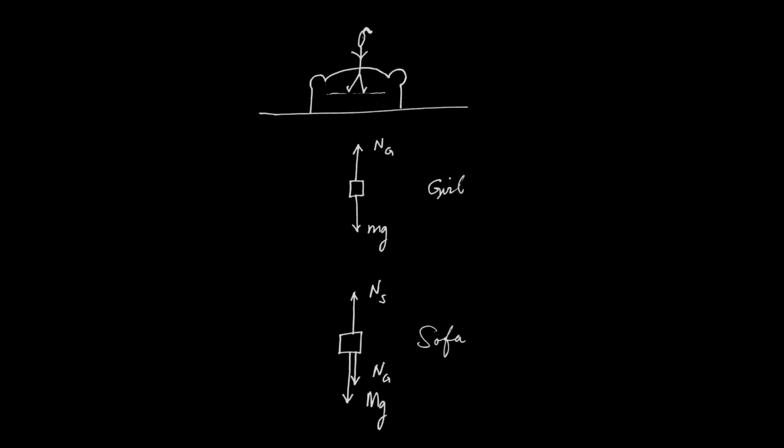Now I have sort of a classic situation here where this girl is standing on a sofa, and I want to understand about the action-reaction forces between the girl and the sofa. Newton's third law of action-reaction says that when two objects interact, the one with the other, in this case the girl and the sofa, one object exerts an equal and opposite force on the other. These two forces are of the same nature.